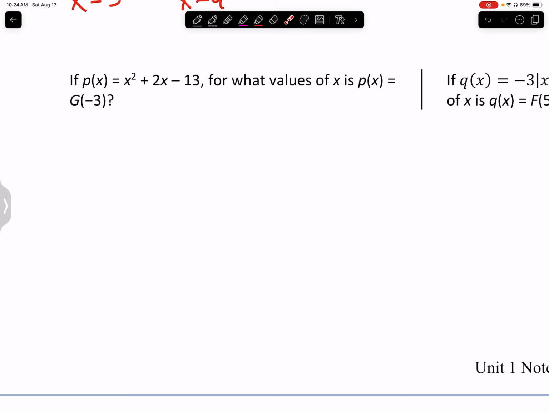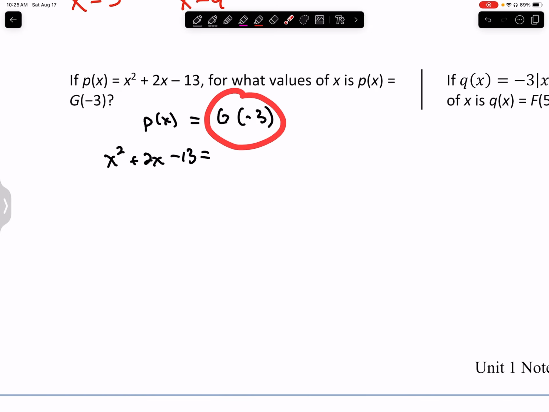So we've got p of x is equal to this quadratic, and then it says for what values of x is p of x equal to g of -3. So let's start out by stating what we know. P of x is supposed to equal g of -3. And then we are told right up here what p of x is. That's x squared plus 2x minus 13.